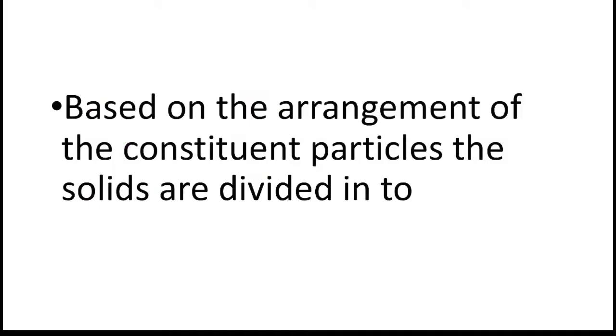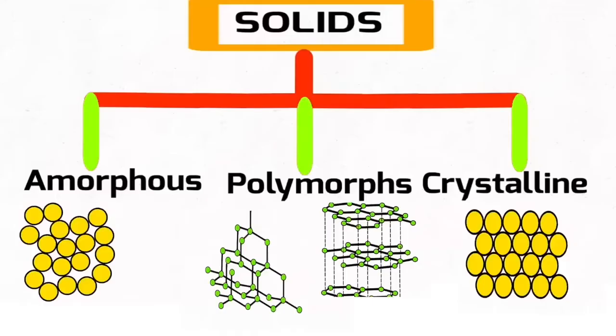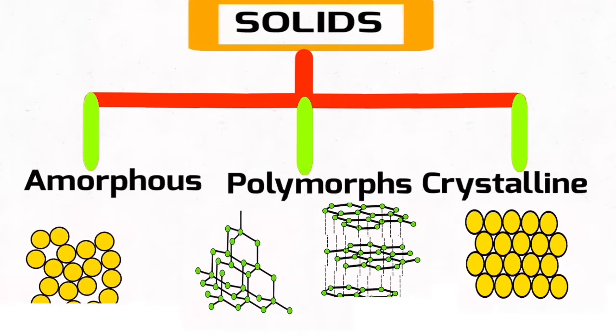The solid state chapter is based on the arrangement of the constituent particles. So, how are they arranged? For that, we need to classify solids into amorphous, polymorphs, crystalline.